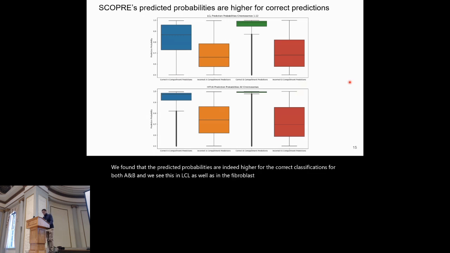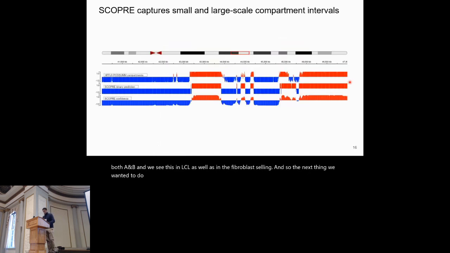And so the next thing we wanted to do is see how well the model captures these small and large scale compartment intervals. A compartment interval is simply a region of consecutive bins that have the same compartment label.